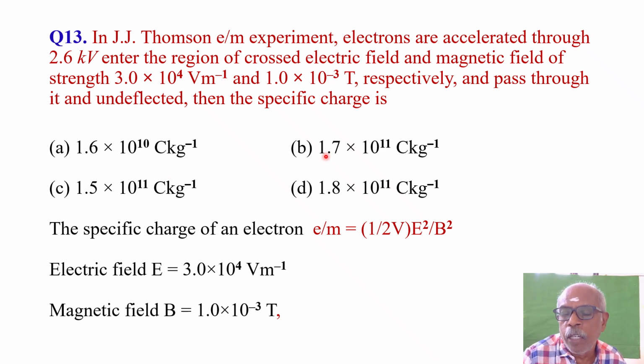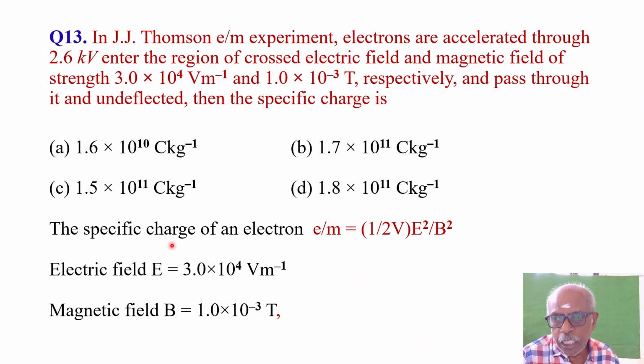Specific charge. What does it mean by specific charge? Charge to mass ratio. It means e/m. After all, J.J. Thomson's experiment was carried out to determine the value of e/m only. So B, 1.7 × 10^11 coulomb per kilogram, C, 1.5 × 10^11 coulomb per kilogram, and D, 1.8 × 10^11 coulomb per kilogram. Which is the right answer?